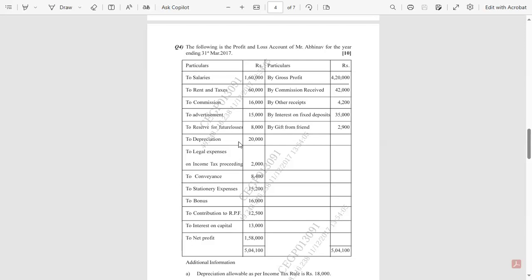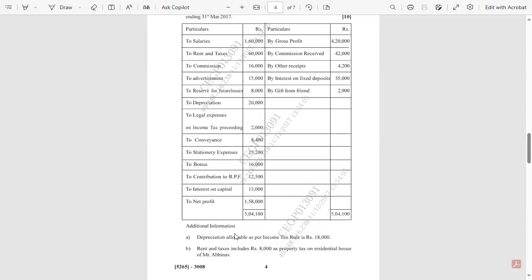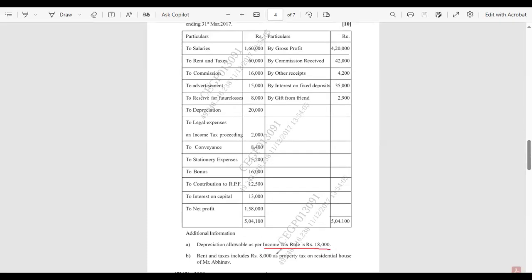Let's solve this. Let's see what adjustments are given. Depreciation allowed by income tax was 18,000. So depreciation is allowed up to 18,000. Rent and taxes include 8,000 for residential use. So rent and taxes amounted to 60,000. Out of 60,000, 8,000 is personal. So these personal expenses of Mr. Abhinav, we need to adjust. So rent and taxes, the amount allowed as per tax will be 52,000.